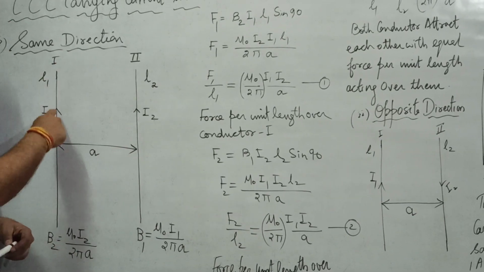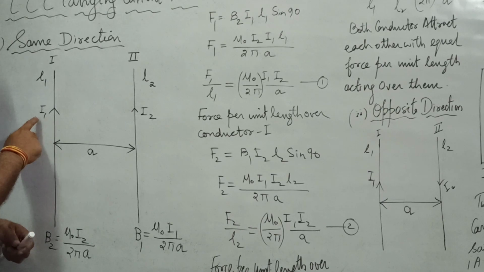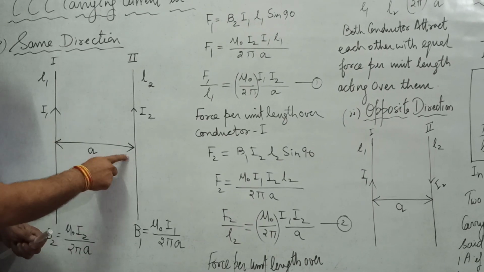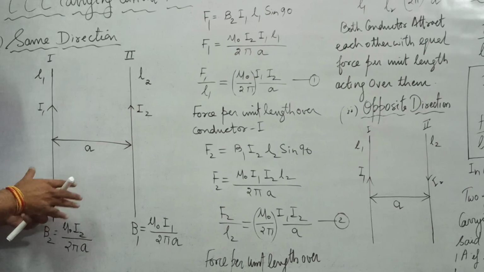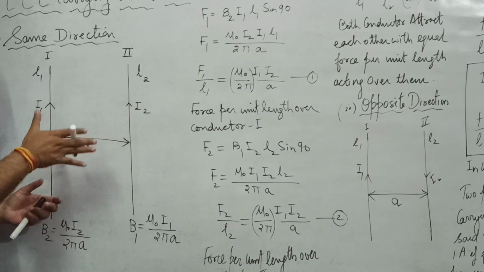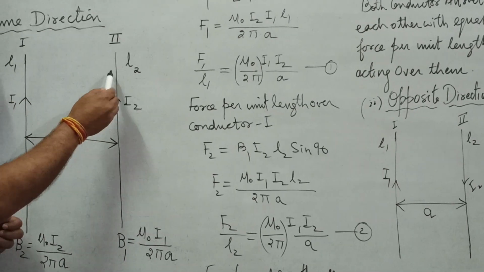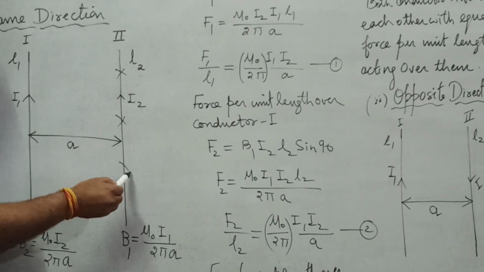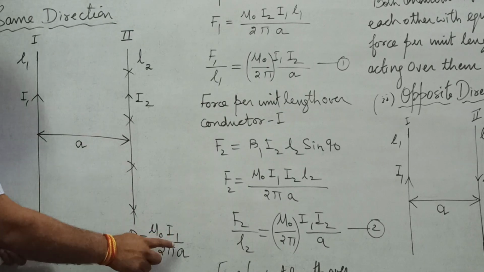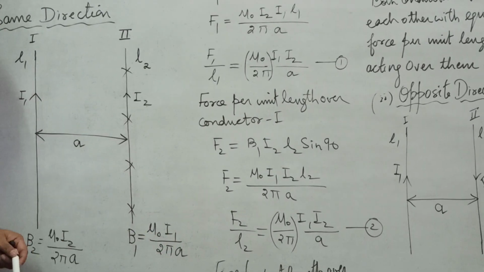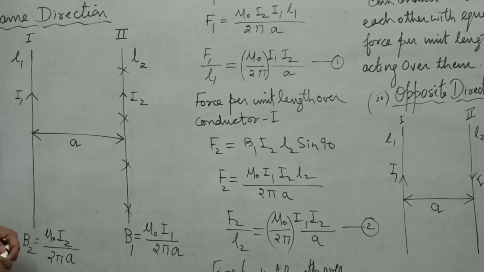So the magnetic field because of this straight conductor carrying current I1 at a distance a from it would be in this direction, that is cross, by Fleming's right hand rule. The magnetic field here would be cross, and the value of magnetic field would be mu naught I1 upon 2 pi a.